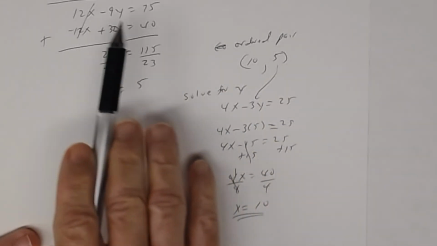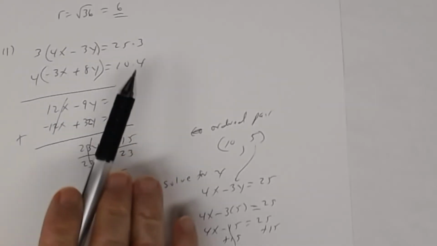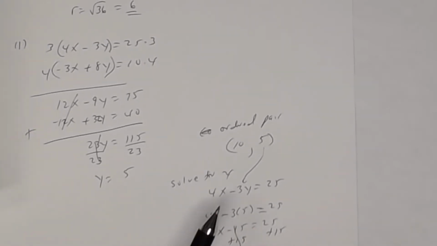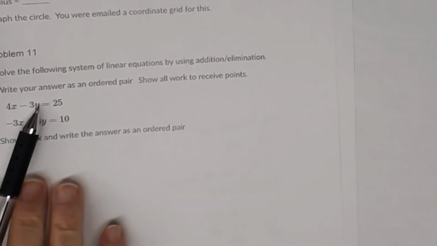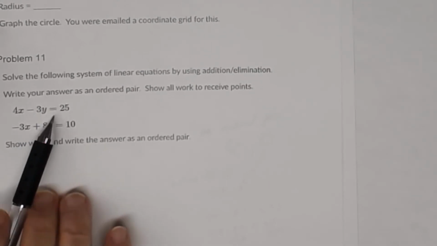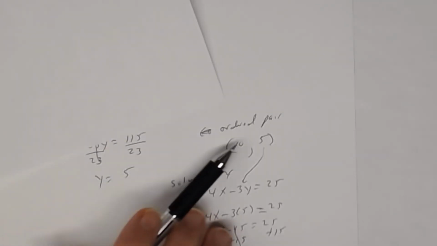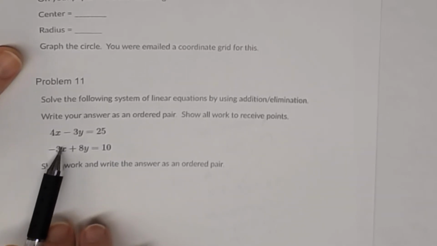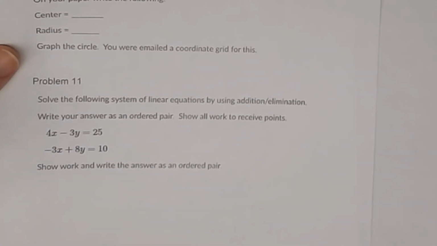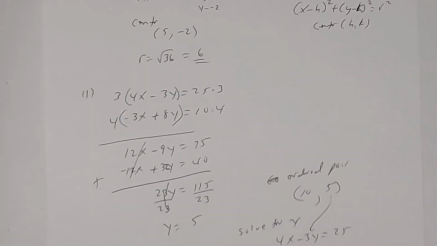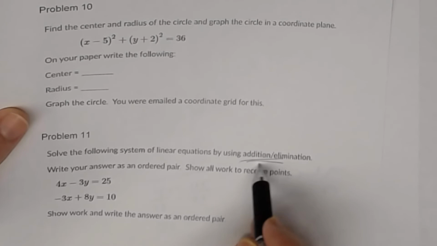And so the solution to the system, the original problem we had, which was this right here, is (10, 5). So if you went back and substituted 10 for x, and in place of y you substituted 5, the left side should equal 25, and then this left side should equal 10. All right, so that's number 11. So always follow directions, because it did say use addition, elimination.